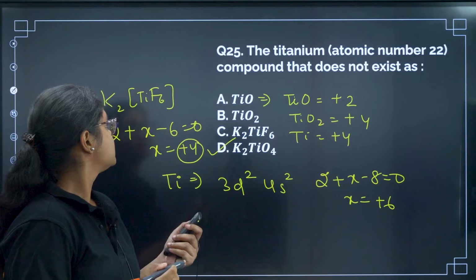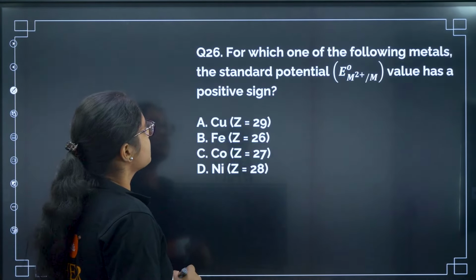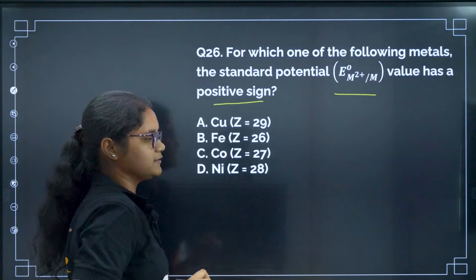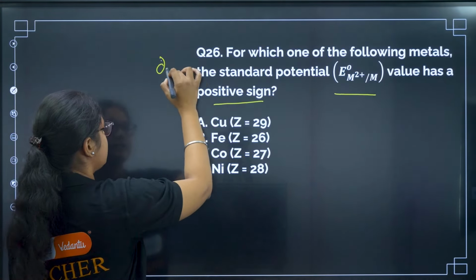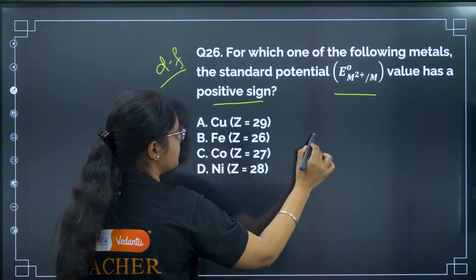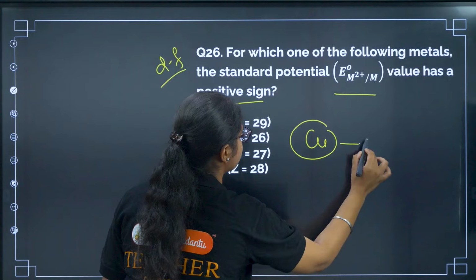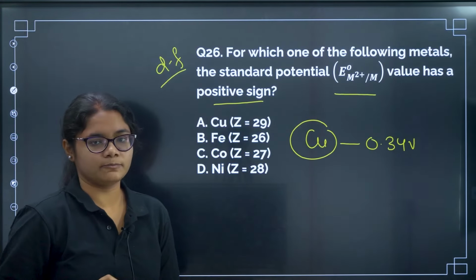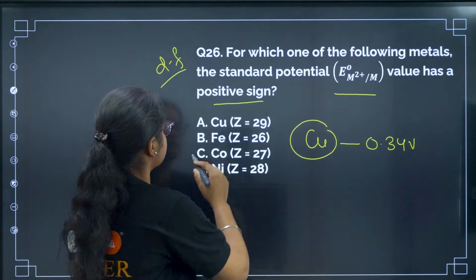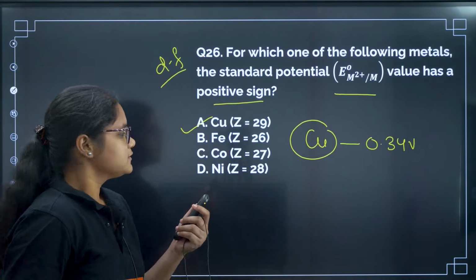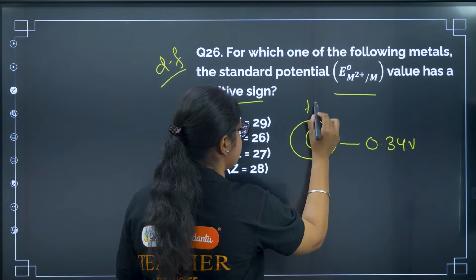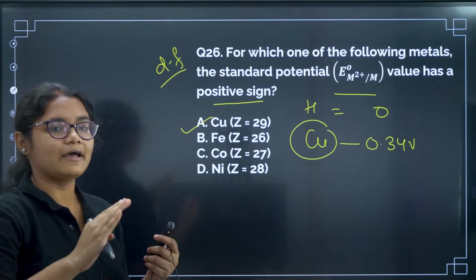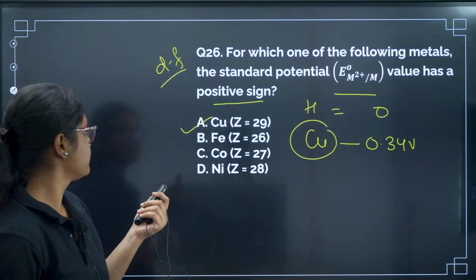Okay, next. For which one of the following metals the standard electrode potential has a positive sign? So this is a theory based question. You have to remember one and only element, copper, whose electrode potential is 0.34 volt and it is a positive potential. So the correct answer for this question is option A. This you have to remember, hydrogen is 0 and copper is 0.34, the only metal having positive electrode potential.